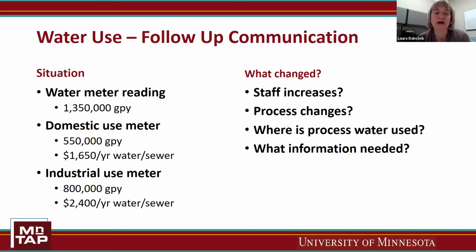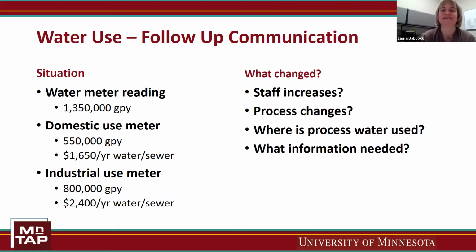Their industrial use is about 800,000 gallons per year, and that costs them about $2,400 per year in water and sewer charges. But we don't really know what's changed with this facility. Have they had a staff increase? Have they had process changes? Where is it being used and what information is needed? So we think we better get out there, because we're a little bit bored after having been hunkered down all 2 years with COVID.